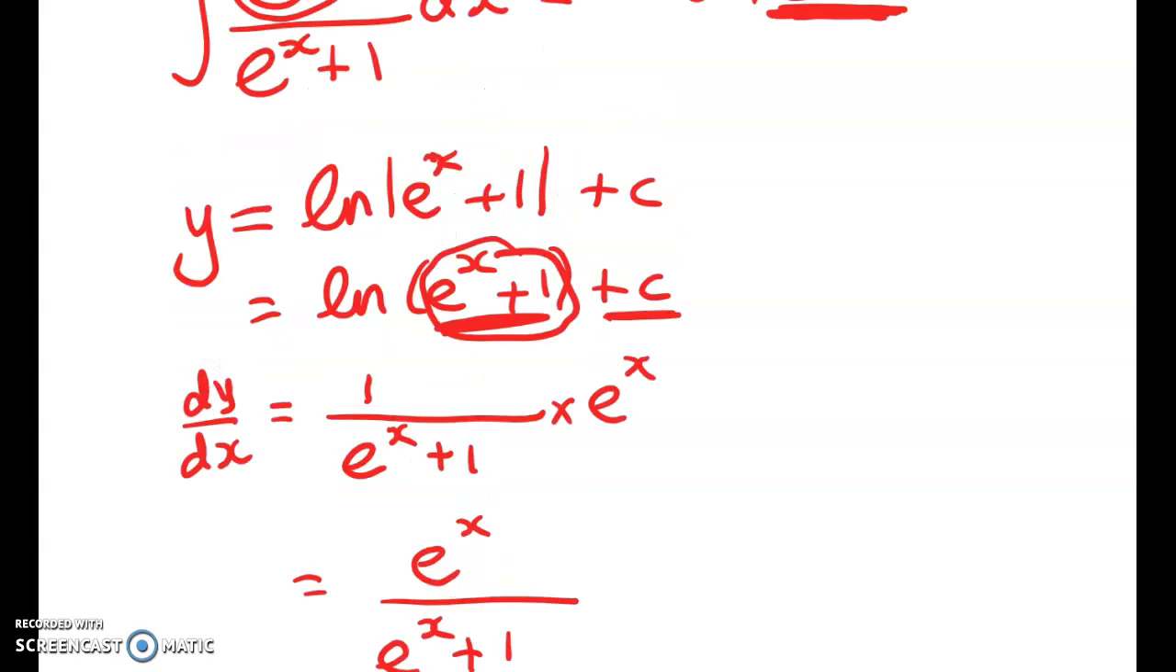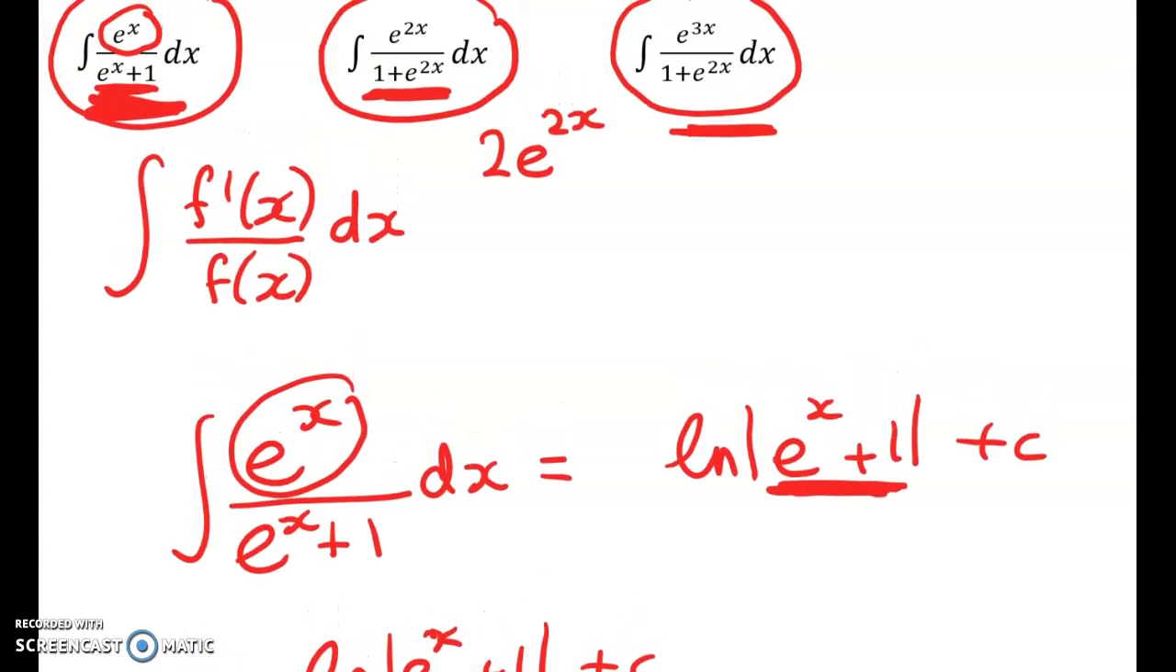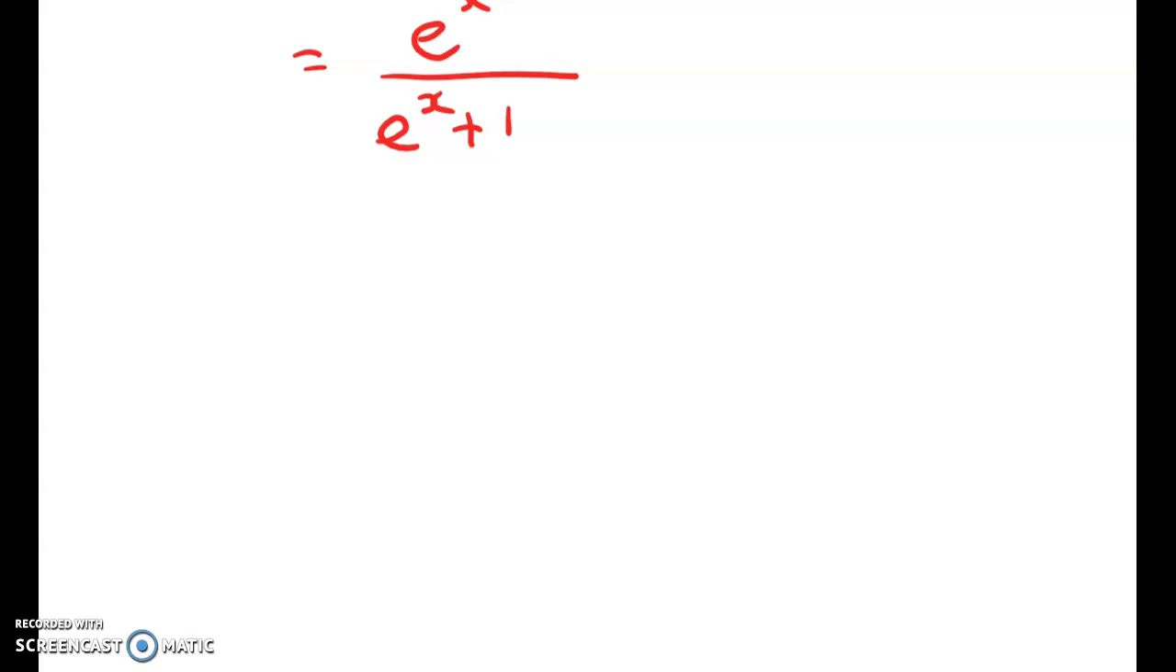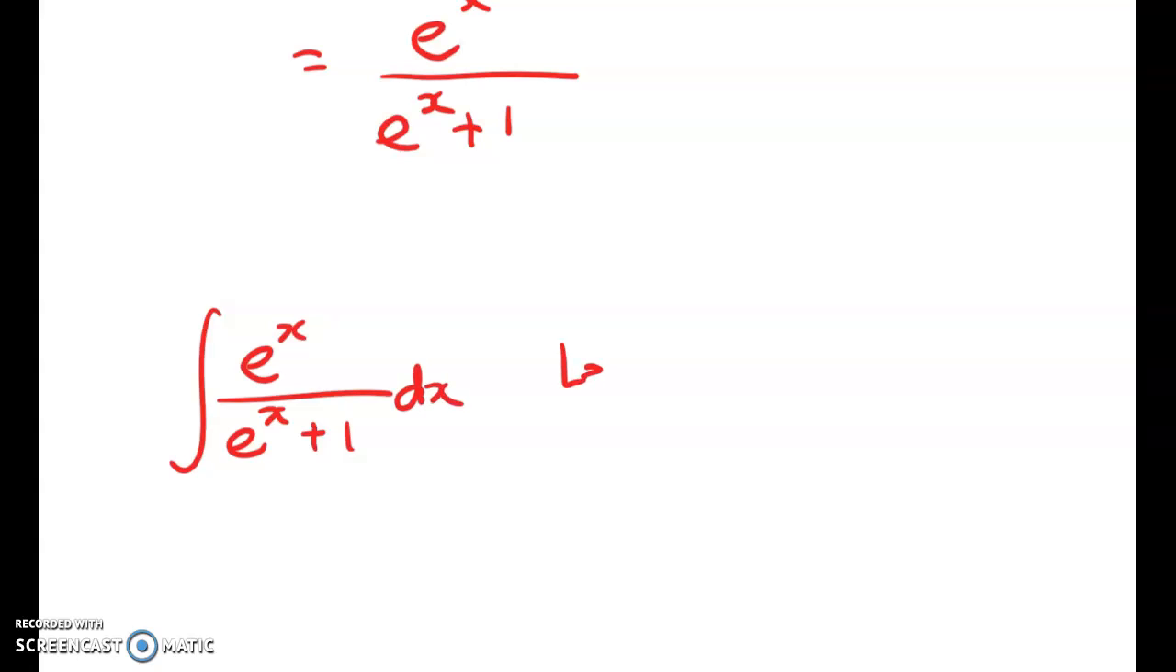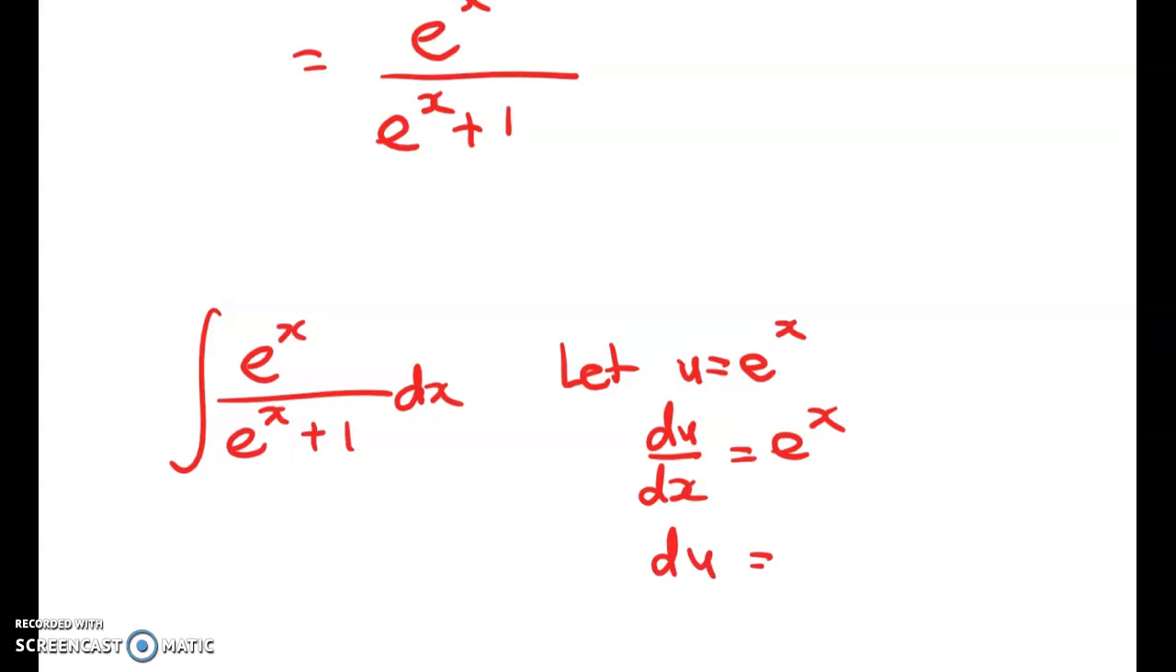Okay, so that's the first one done. Now, if I have to, I can do that using a u substitution, and I'm going to do that now as well, just so that you're really comfortable with that. So here I'm going to start off by saying let u equal e to the power of x. So du by dx is equal to e to the power of x. du is equal to e to the power of x dx.